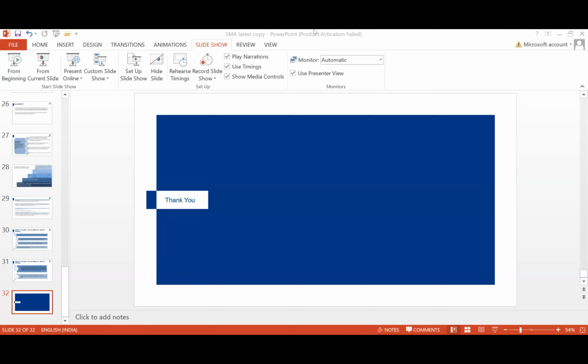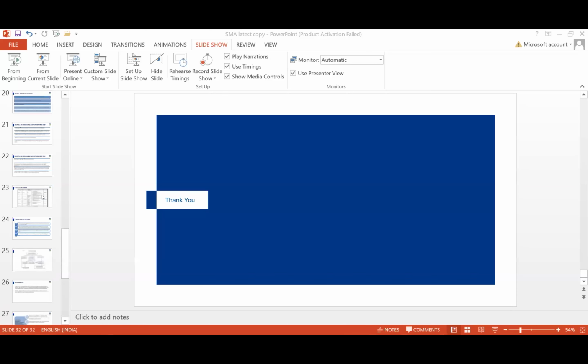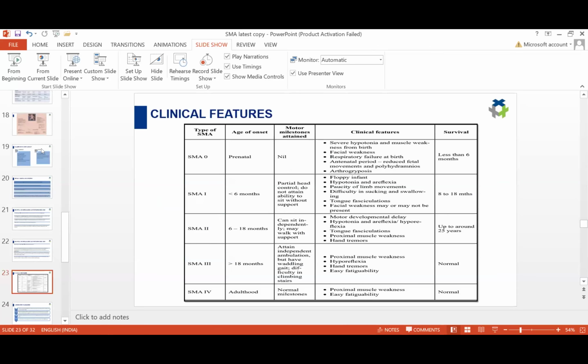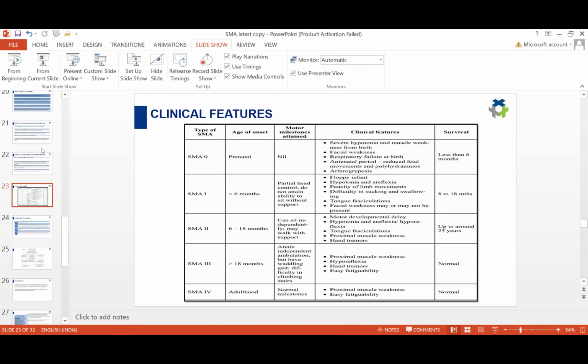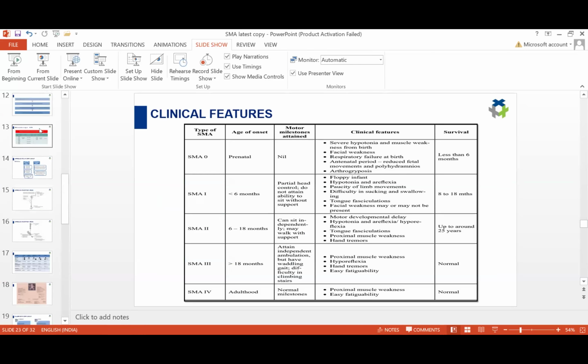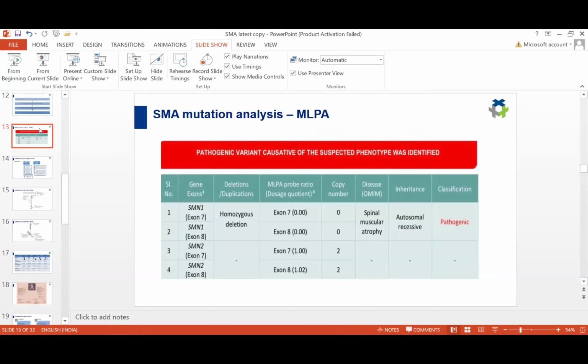Madam, this must be type 2, because the copy number is 2. They have said it is copy number 2. So this child can attain some sitting and all, madam. We have to see. Recently they have cut down the cost of risdiplam. Our government has released permission to manufacture it in India itself, and the cost has come down. So we can try for this child, ma'am.